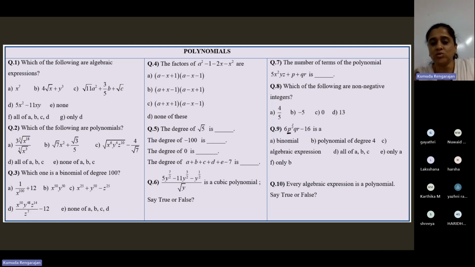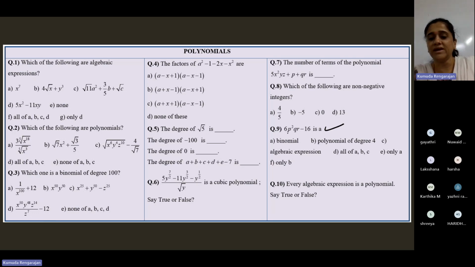The power of P is 2, a whole number. The power of Q is 1, a whole number. The power of R is also 1, a whole number. Everywhere, the powers of the variables involved are whole numbers. So it's a polynomial. It's an algebraic expression and it's also a polynomial, because everywhere the variables have whole numbers as their powers.